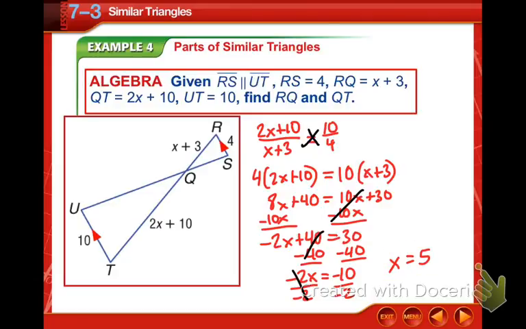And that's not what we wanted to find, but we need it to find what we want to find. So we got our x. Now we're going to plug it back in. So 2 times 5 plus 10. 2 times 5 is 10, and 10 plus 10 is 20. Then for the other side, our Q, 5 plus 3, which is just 8.